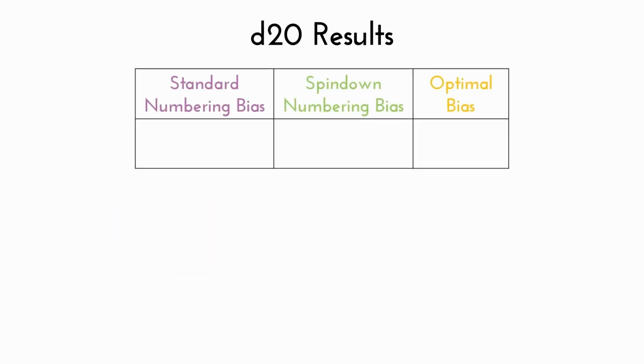Standard numbering has a bias of 1.36. Hey, that's pretty good. The spin-down numbering has a bias of 64.301. Yikes. I should say, there are more than one way to number a spin-down dice, so this might not be the best spin-down numbering. Anyway, here we go.